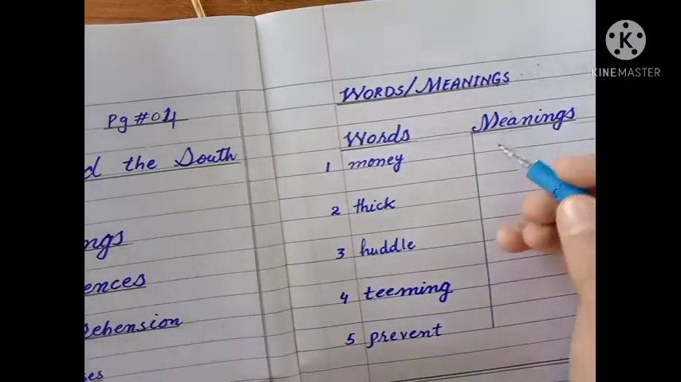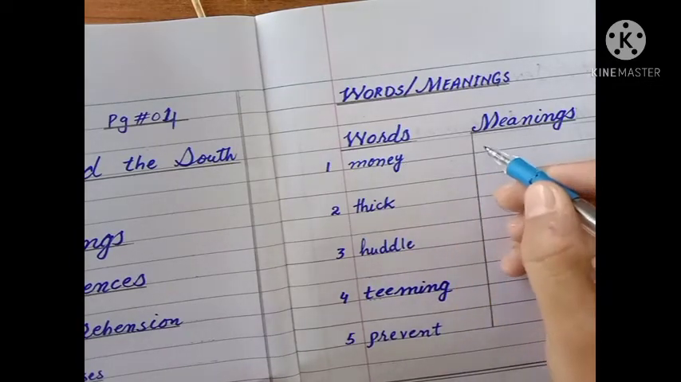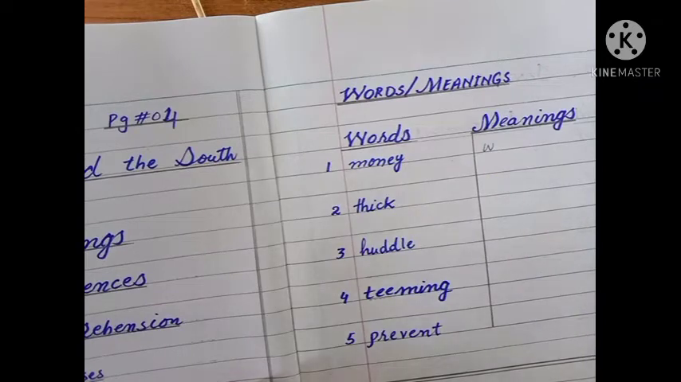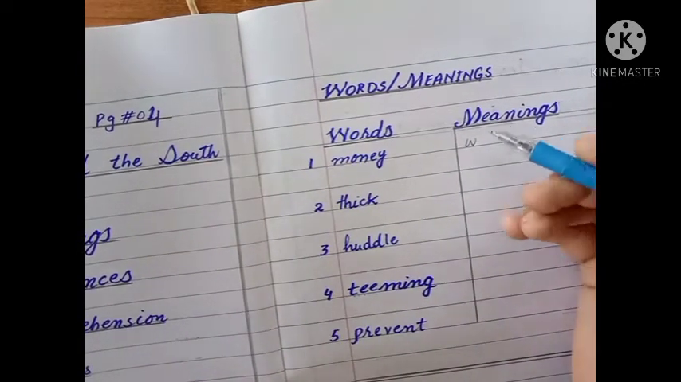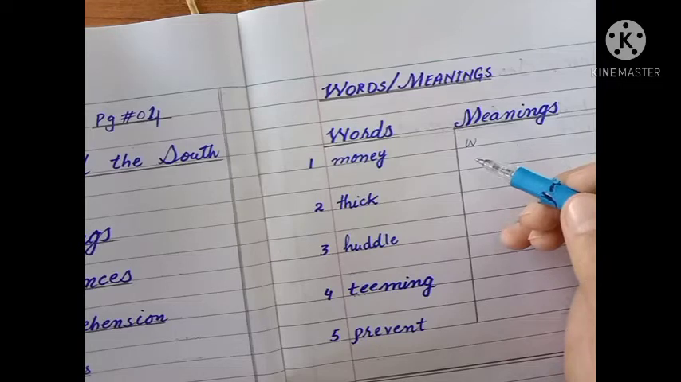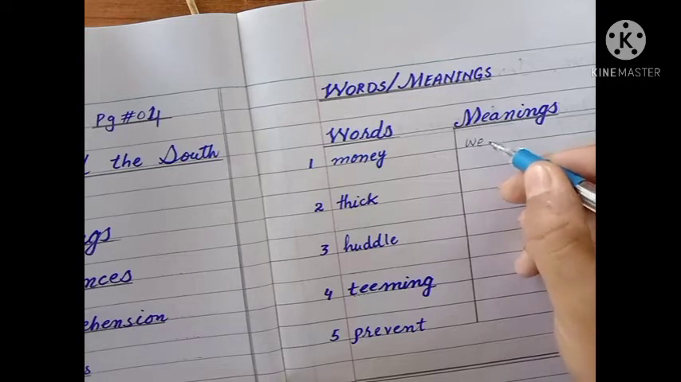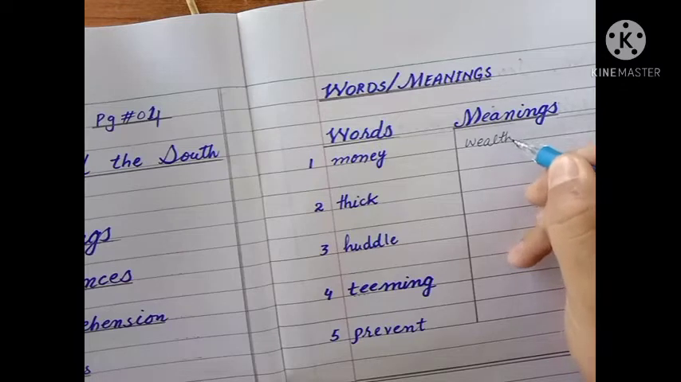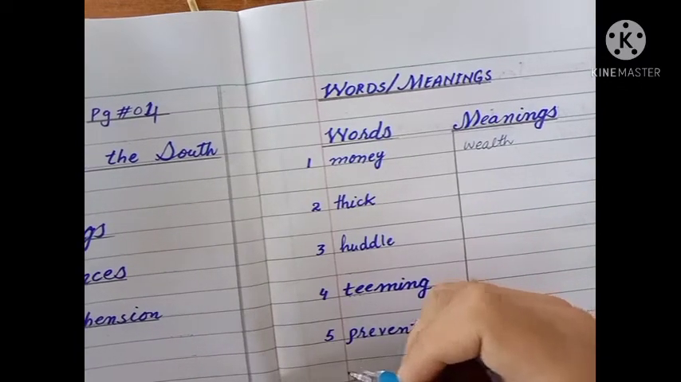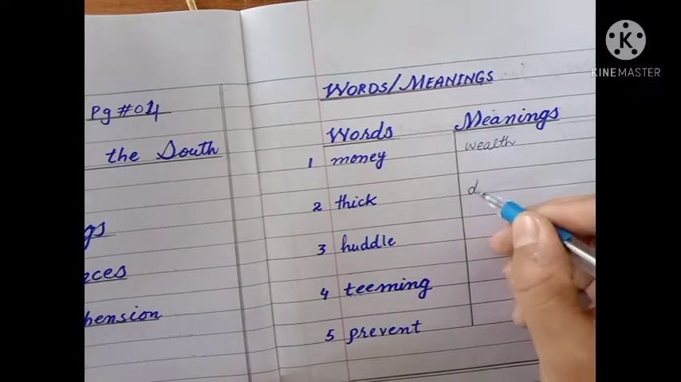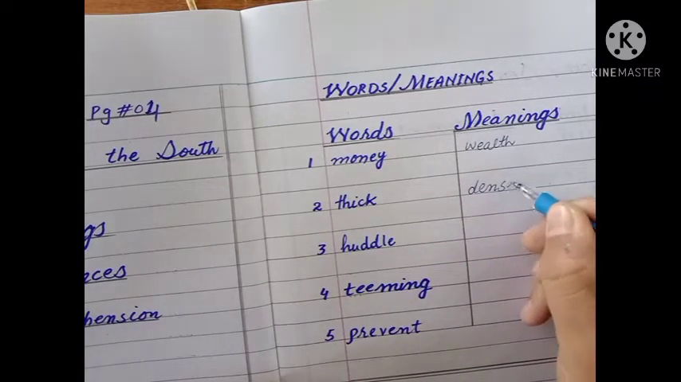The meaning of the first word, money, is wealth. We have to write with a pen, but I have a ballpoint here. You have to write with the ink pen. You call it a dollar pen or SP10. Okay, that is wealth. Write as beautifully as you can. Second word is thick, means dense, DENSE, dense.